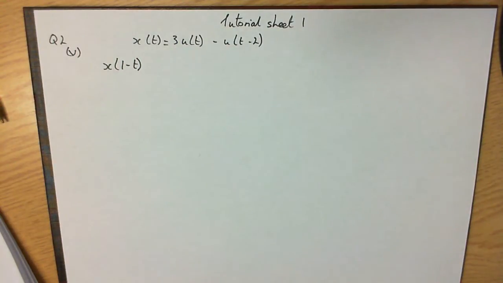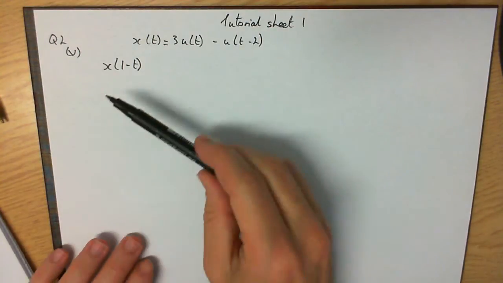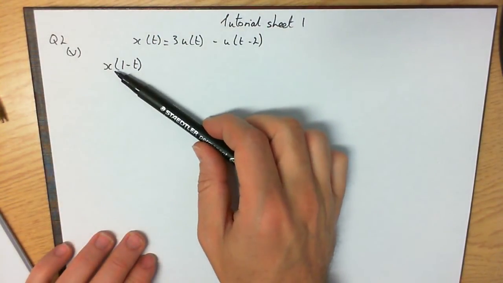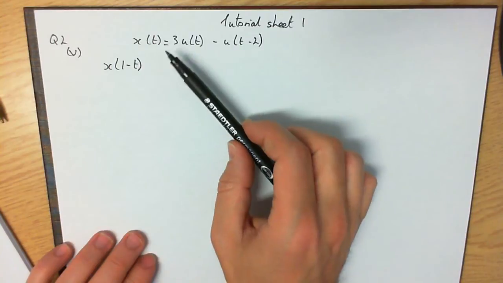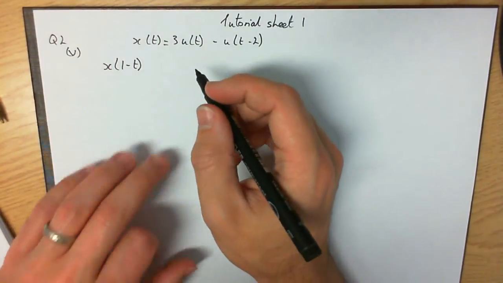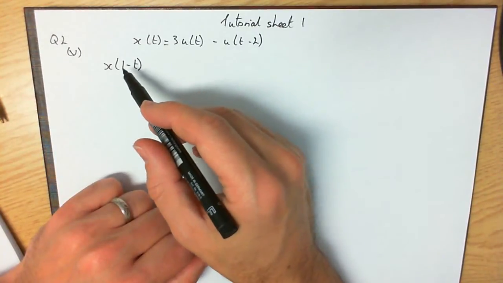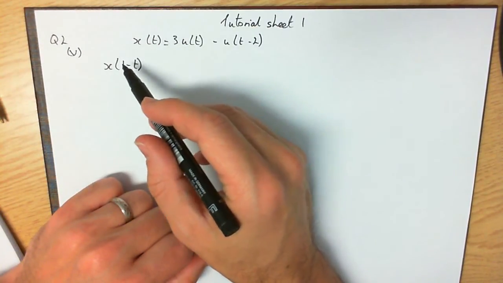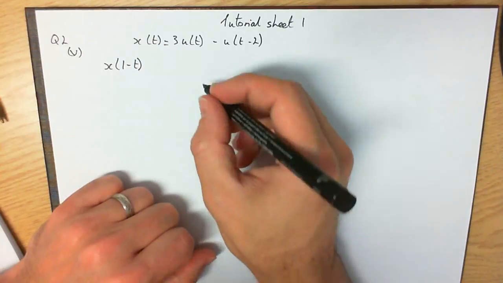So tutorial sheet 1, question 2, the last part of this, part 5, we're being asked to sketch and label a graph of x of 1 minus t, where x of t is again given by that equation. So what I'm going to do first of all is substitute 1 minus t, or replace t with 1 minus t in this equation.